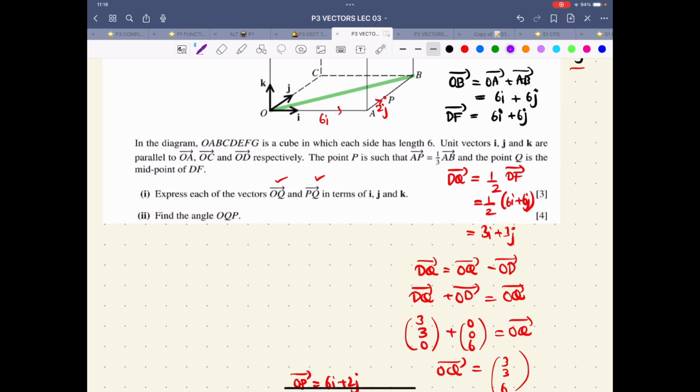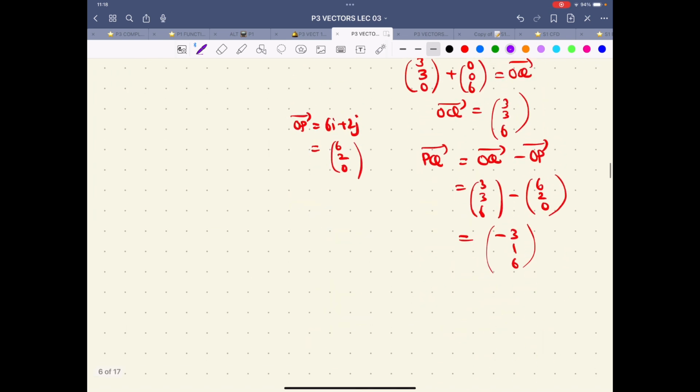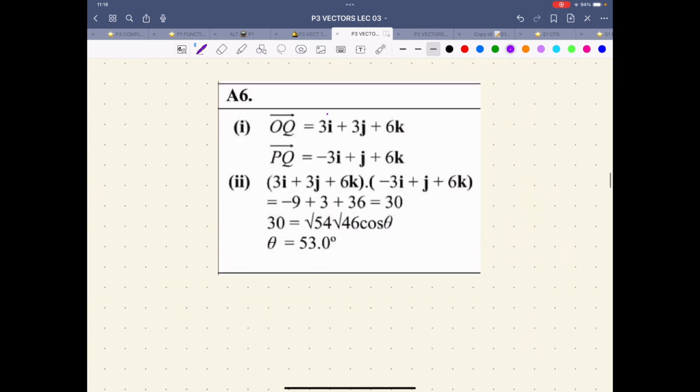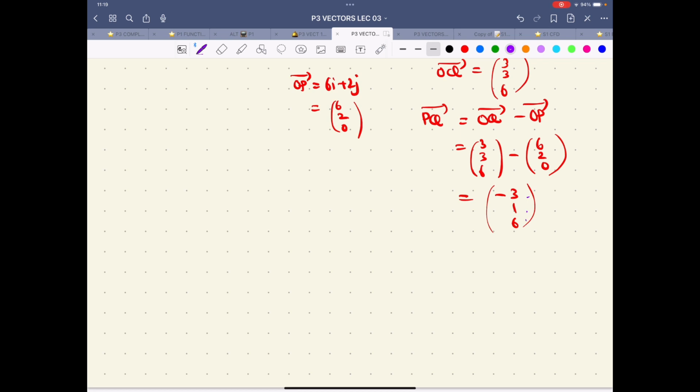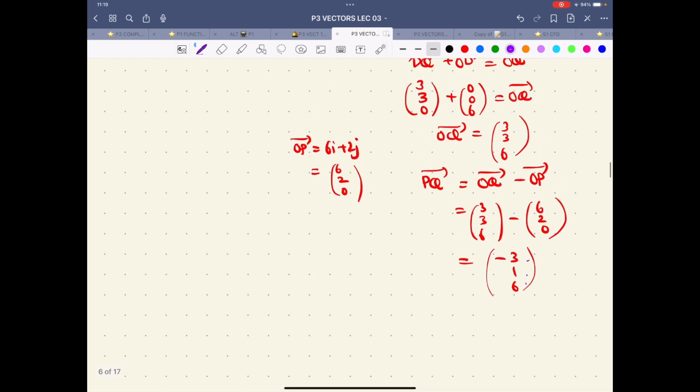I think it's a good idea. Let's go ahead and first check the answers. So OQ 3, 3, 6, perfect. Of course, I have to write in the IJK form. And PQ -3, 1 and 6. So once you have found this, write it as 3i plus 3j plus 6k.